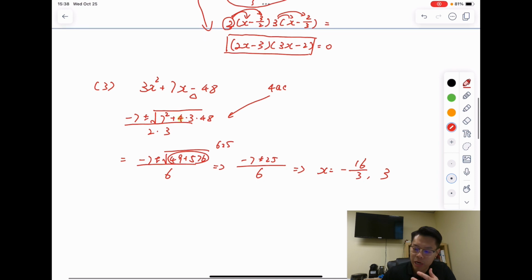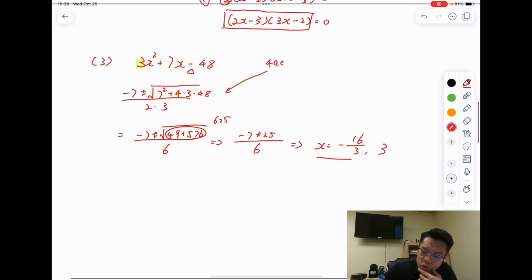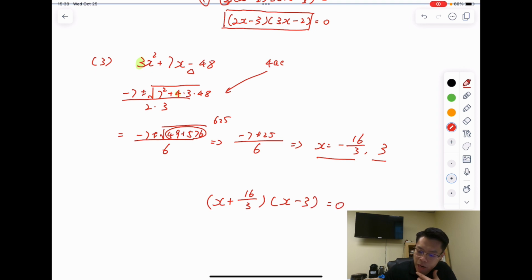So this is a very interesting question. Remember, our first degree coefficient is 3 in this case. So what should I do? Remember, I can use the answer I get from here, which should be x plus 16 over 3, and then x minus 3 equal to 0, right? Because if I substitute negative 16 over 3 into this one, I'll be getting 0. And if I substitute 3 into this one, the second term, I'll be getting 0.